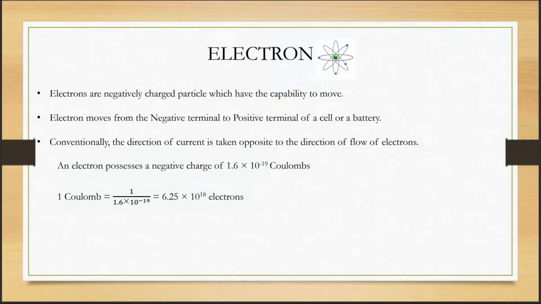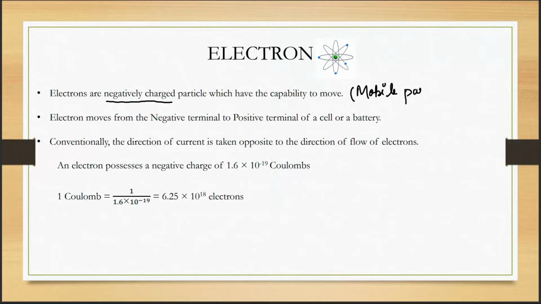So as I am showing a few characteristics of the electron, or a few properties of the electron that everyone should know. Electrons are negatively charged particles which have the capability to move, right? So they are mobile particles. So I can say that electrons are mobile particles.